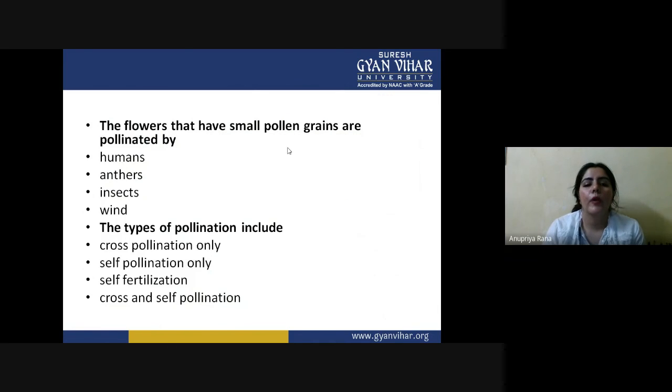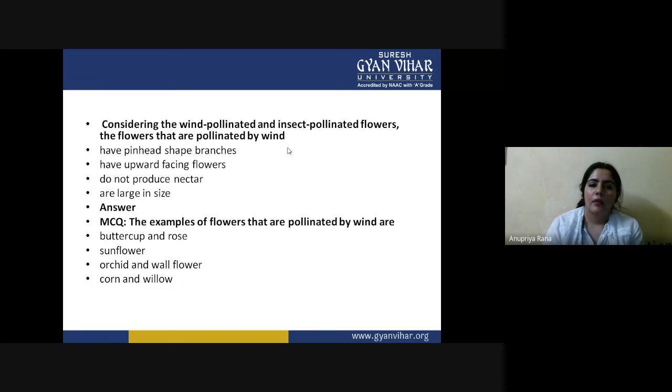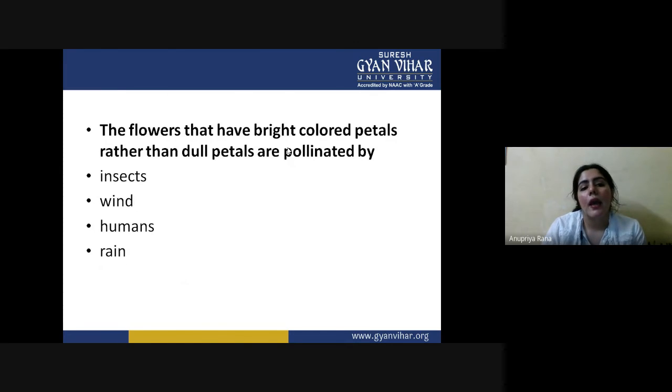It was all about pollination. I think you are going to answer these questions very efficiently now. The flower that has small pollen grains is pollinated by. Types of pollination include. Considering wind pollinated and insect pollinated flowers, the flowers that are pollinated by wind. Okay. The example of flowers that are pollinated by wind are, so which one of them can be pollinated by wind? And the flower that has a bright color pattern rather than dull petals is pollinated by.